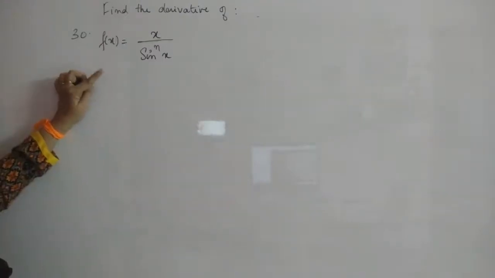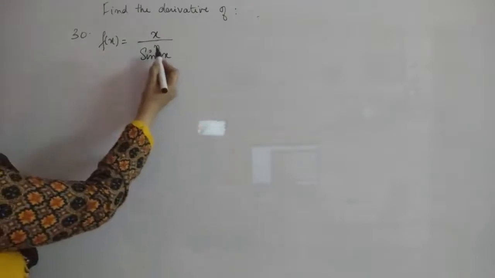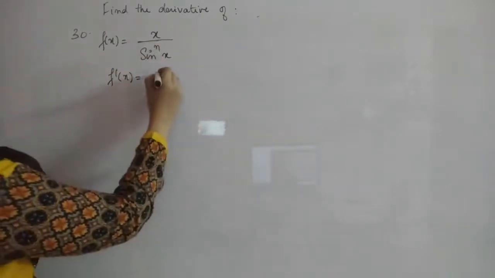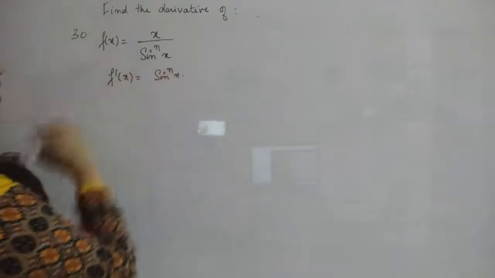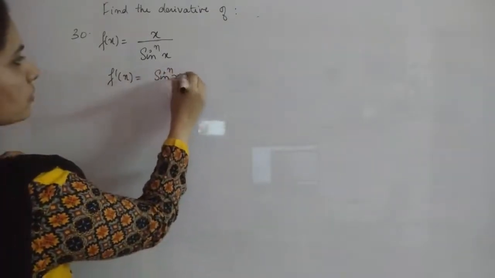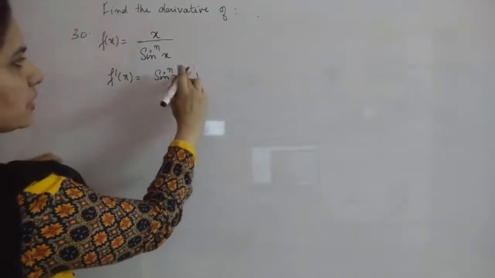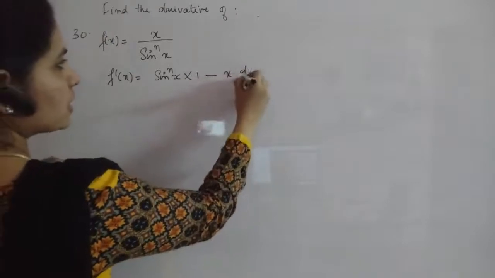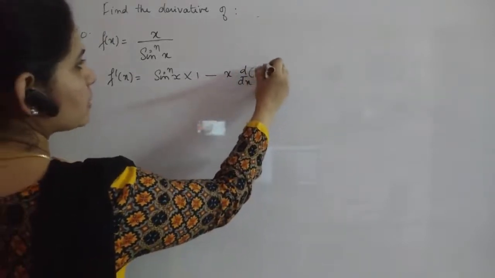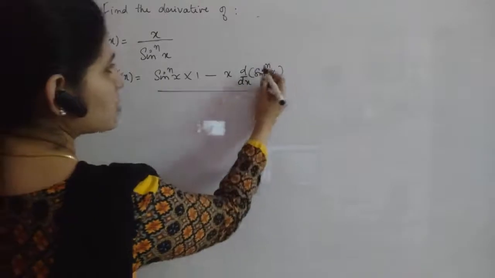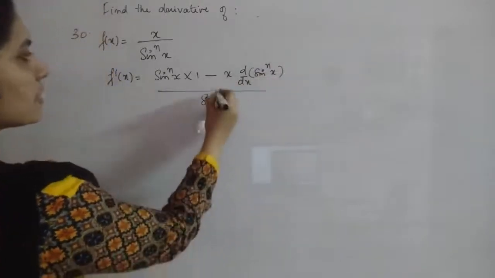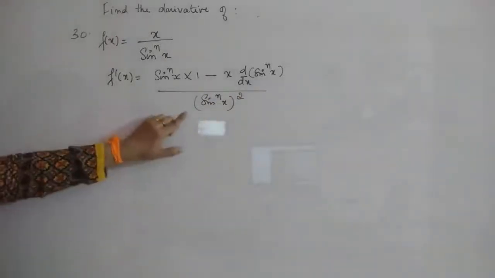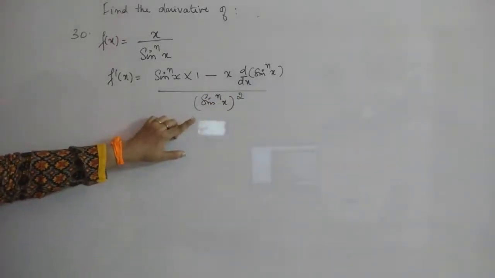X by sine raised to n x, the power of sine is having n. Okay, again we will use quotient rule only. Denominator into derivative of numerator, which is 1, minus numerator, which is x, into the derivative of denominator, sine raised to n x, divided by, again this will become sine raised to n x the whole square. So the power can be written as sine raised to 2n x.